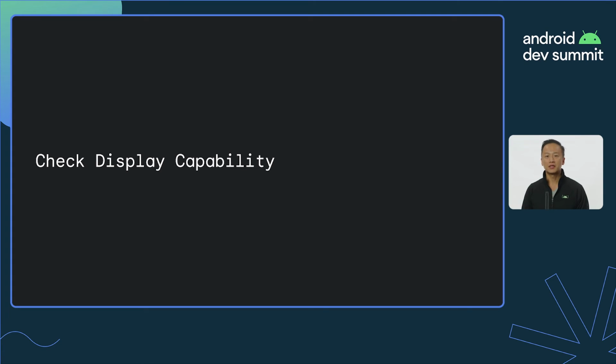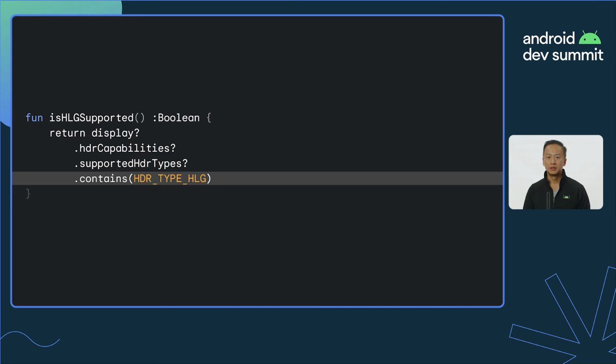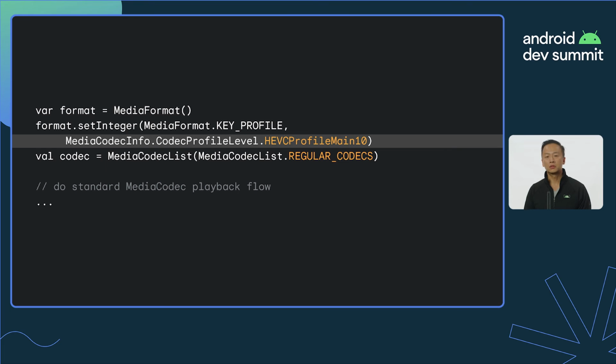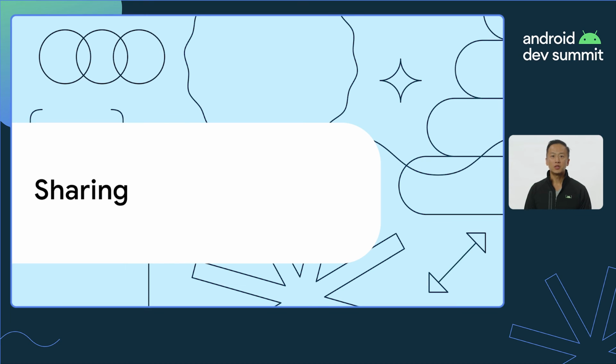First, let's check the device's display capability. Here, we check that the display can support HLG. Then, we'll need to configure the media codec. Here, we set the decoder to HEVC, which supports HLG. And that's it. As mentioned, you may want to share your content, for example, to devices that do not support 10-bit. We'll walk through just how to do that.